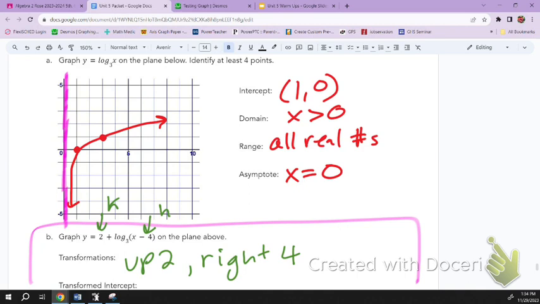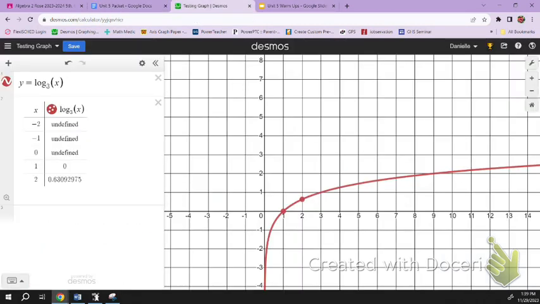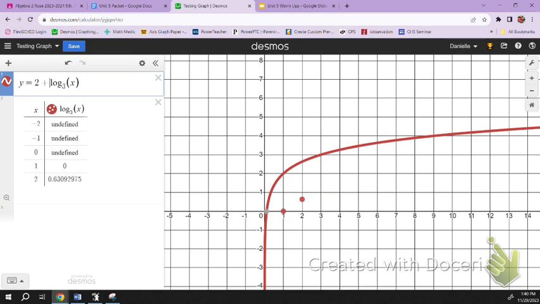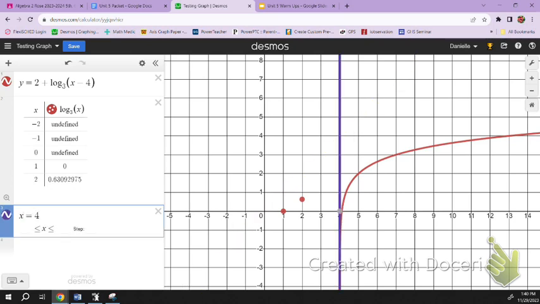Write down your new intercept. Where's your new x-intercept? What's your domain now? X is greater than what? 0. Are you sure? Yeah, it's 4. How do we get 4? Because it's shifting to the right 4. Now my new asymptote is going to be x equals 4.